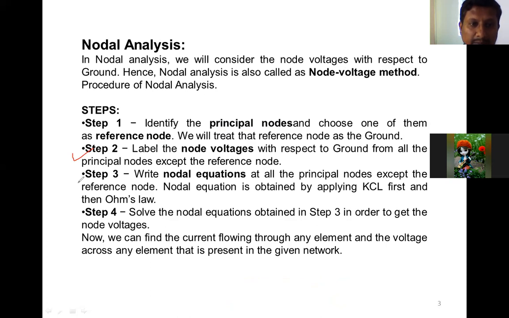Now next, step number 3, we have to apply Kirchhoff's current law at each and every principal node except ground. So don't apply the KCL at ground. Suppose except ground, there are 2 principal nodes. Then you have to apply the KCL at the first principal node. You will get 1 equation.